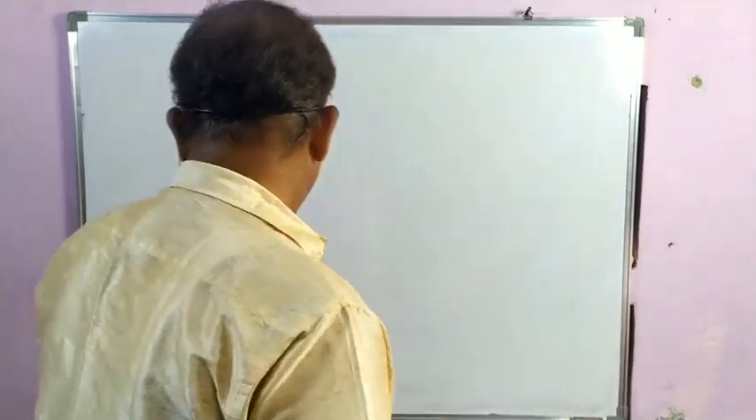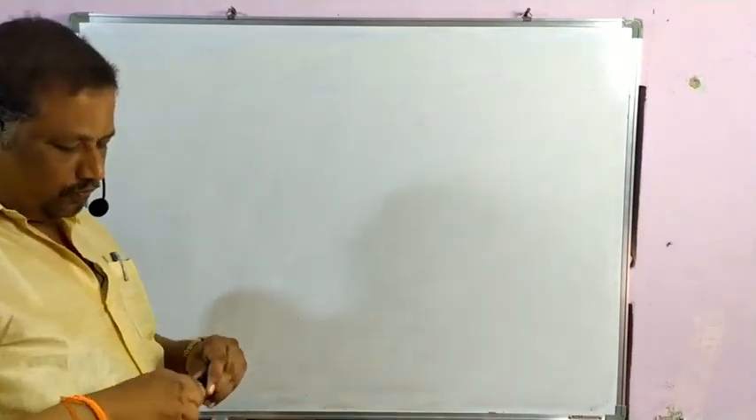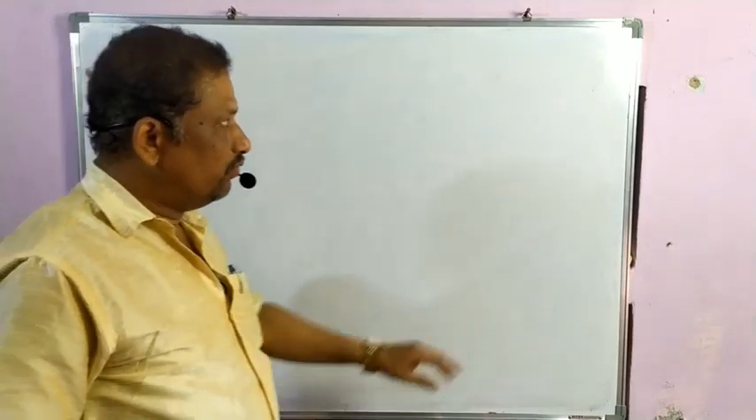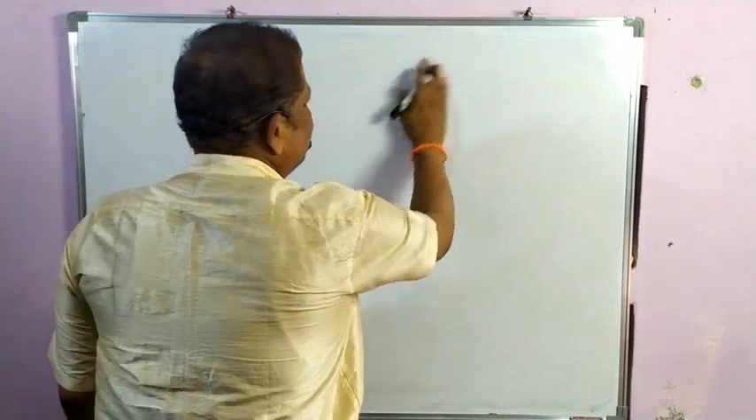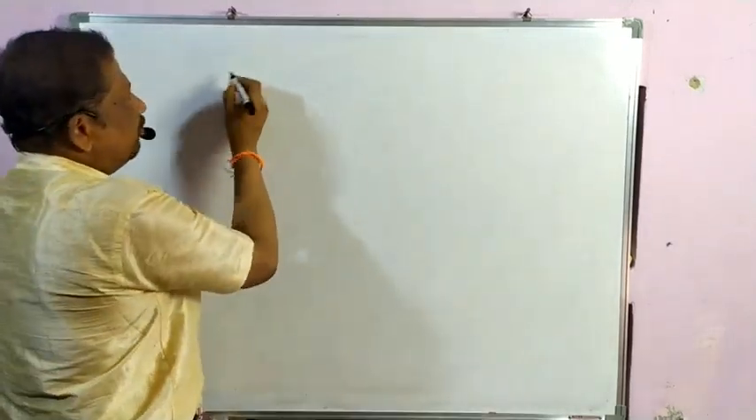Hello students, today we are going to learn trigonometry part 3. In this part 3, we will see how the ratios in 4 quadrants change. So for that, I am going to consider the trigonometry part.